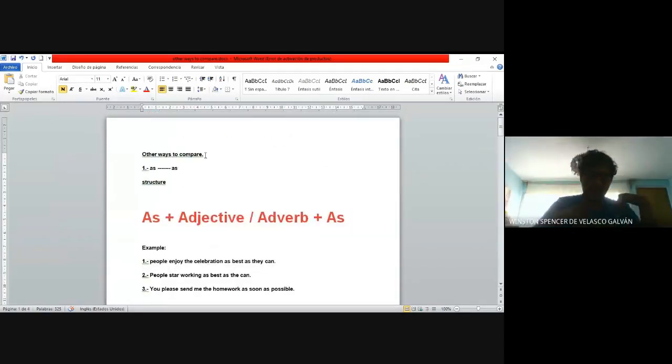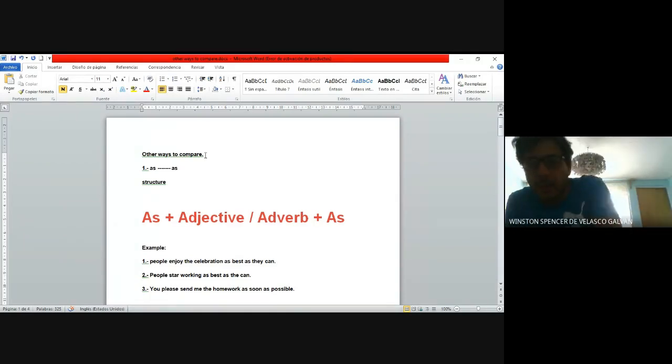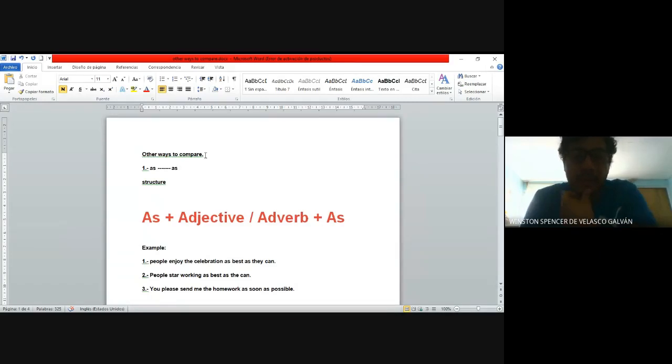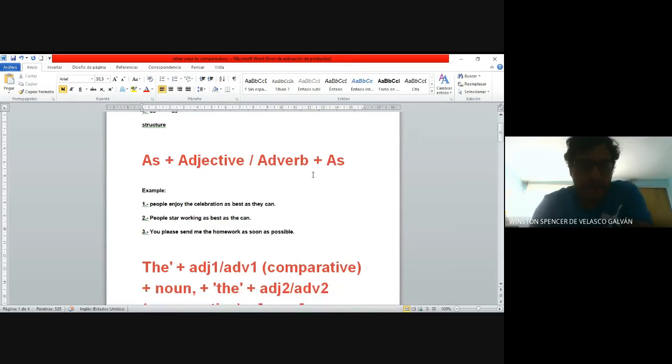First of all, in this first part, we got other ways to compare. Right here in other ways to compare, we can make the following sentences. First of all, if you use the structure as, space, as, the structure must be executed in the following way. As is going to be the comparative, plus you need to use an adjective or an adverb, and the word that you need to add after the adjective or the verb is the word as. We got the first examples.